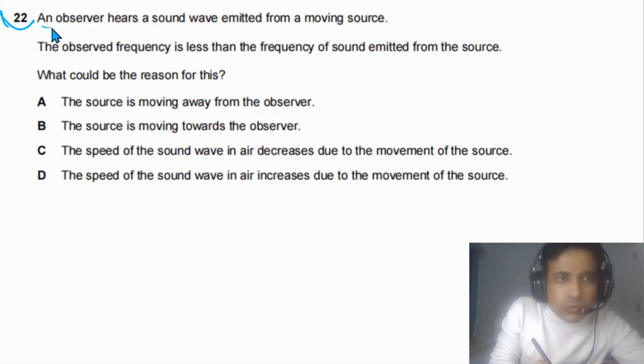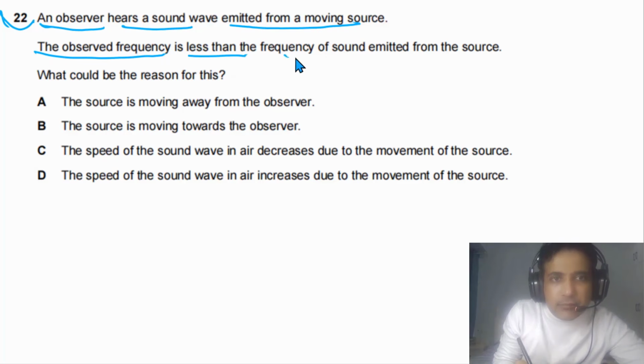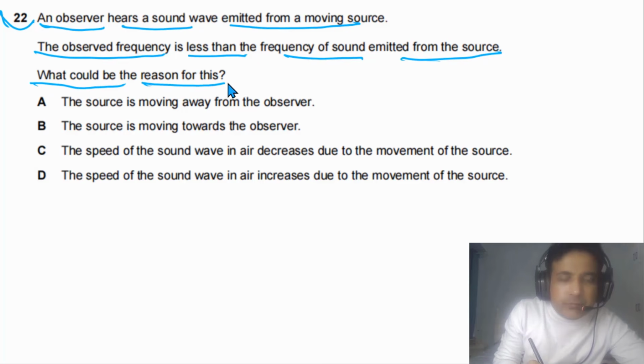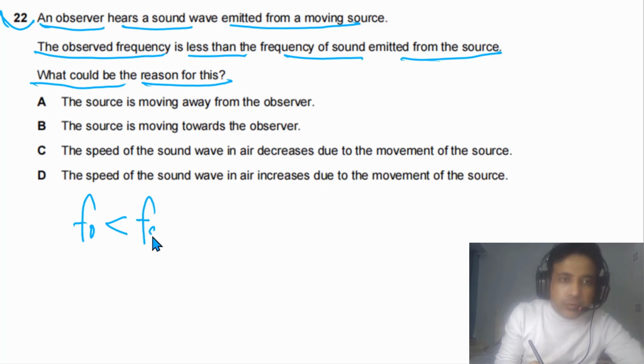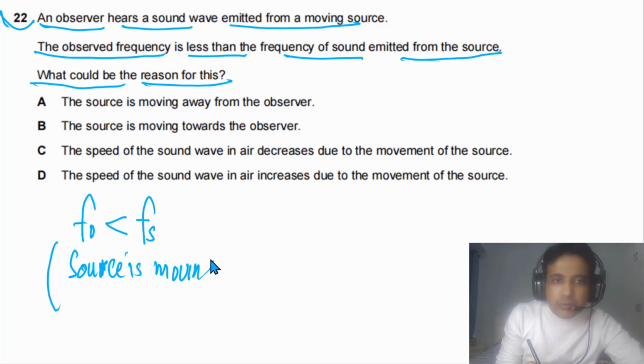Question number 22 says, an observer hears a sound wave emitted from a moving source. The observed frequency is less than frequency of the sound emitted from the source. What could be the reason for this? So in this case, observed frequency is lower than frequency of the sound produced by source. It simply means that in this case, source is moving away. So this is the point you need to understand.